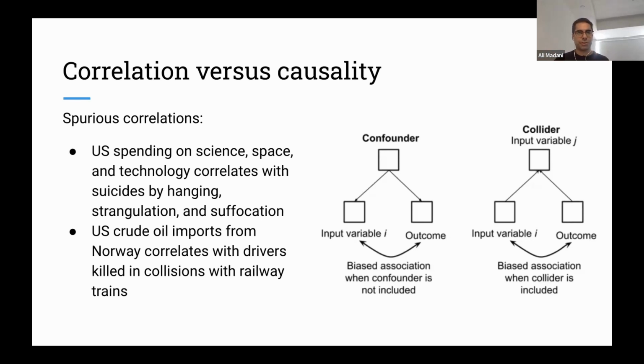So one of them is correlation versus causality. The majority of the models that we develop are correlation based. Deep learning models, many of them, and machine learning models outside of deep learning setting, many of them are among those. And the problem is, we might deal with spurious correlation, right? So nonsense correlation, like US crude oil imports from Norway correlates with drivers killed in collision with railroad trains. This is obvious nonsense. The problem in machine learning setting is it is not very easy to detect those nonsense relationships necessarily. So when we get into causality and causal learning, the idea is to aim for identifying causal relationships.